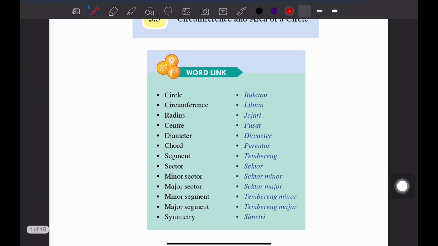And this is some of the word link that you can find in this chapter, where this is the English term, and this is the translation in Malay.